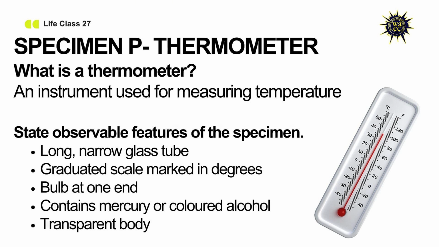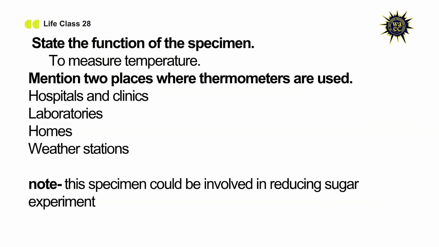Yeah, at one end. Then it contains mercury or colored alcohol, depending on the kind of thermometer you were provided with. Then it also has a transparent body. So just write what you can observe about that particular specimen. They may ask you to state the function of the specimen. Obviously, it is used to measure temperature, and they can say you should mention places where the thermometer can be used. It can be used in hospitals and clinics, in laboratories, in the home, and in weather stations.